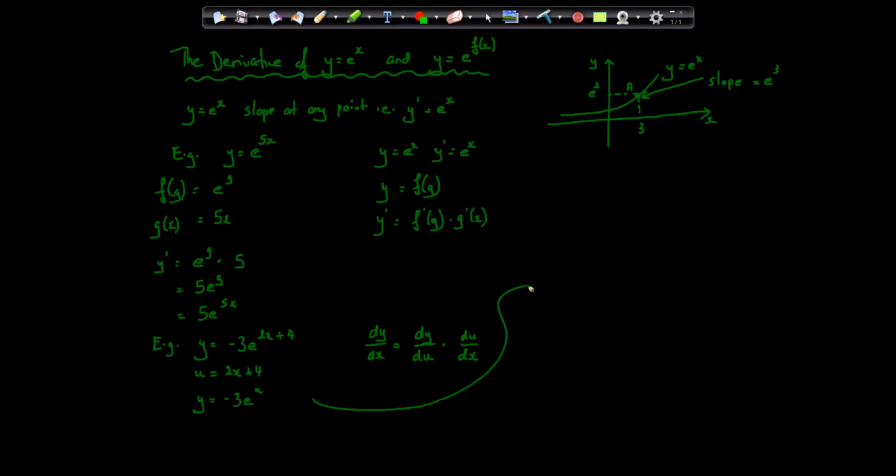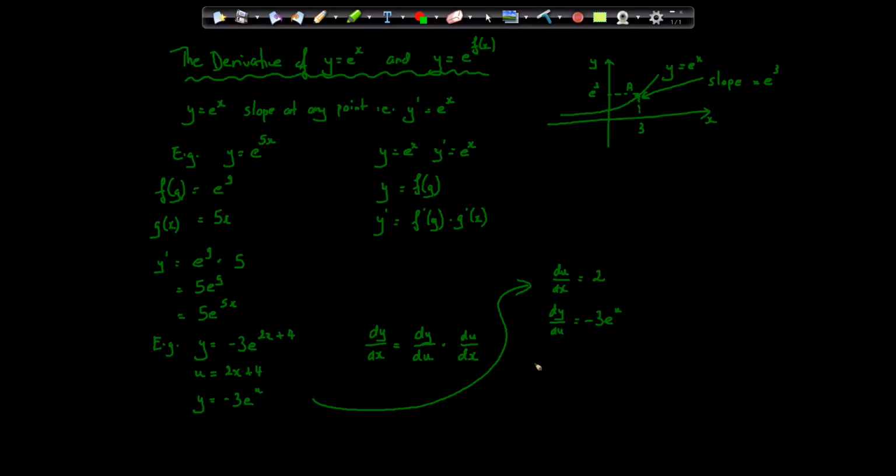So let's go over here somewhere and put that working. Deriving u with respect to x would just be 2. Now derive y with respect to u. Well, this is just the exponential function. The derivative of e to the power of u is itself, times negative 3 in this case, so negative 3 e to the power of u. Basically, it is itself.